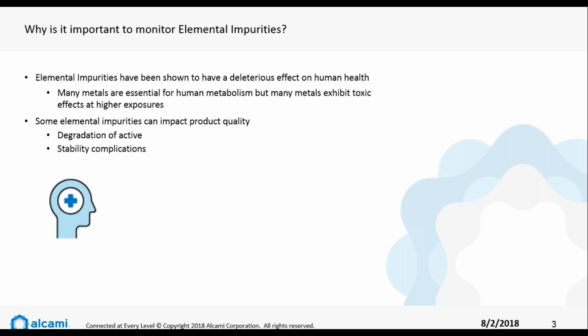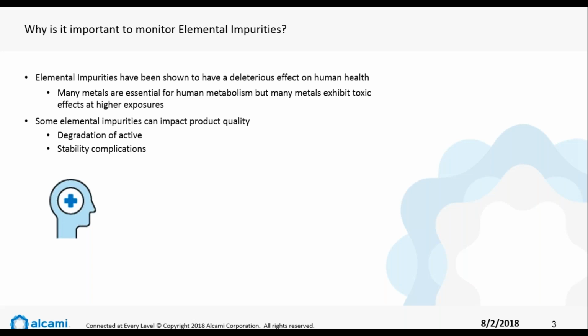So first off, why it's important to monitor elemental impurities. Obviously, a lot of these heavy metals aren't helpful to the human body. They can actually do quite a bit of damage. A couple obvious ones are like mercury and arsenic. I don't think you could find very many people that wouldn't be aware that they don't want to have mercury or arsenic in their medicine going into their body.